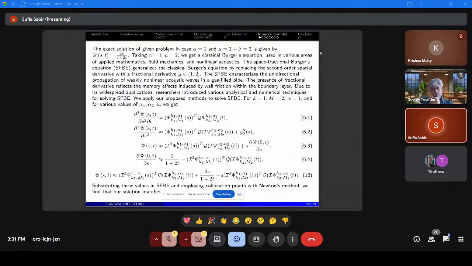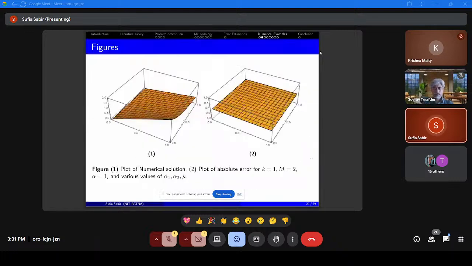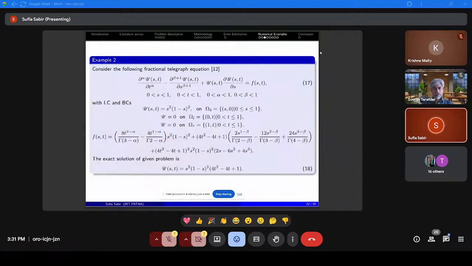Then we find that our numerical solution exactly matches our exact solution. Here is the plot of our numerical solution and the plot of absolute error. From the second plot, we can see that we get zero absolute error. For the second example, we have considered the following fractional PDE subject to the following initial and boundary conditions of case 1. The exact solution of this problem is given by equation 18.